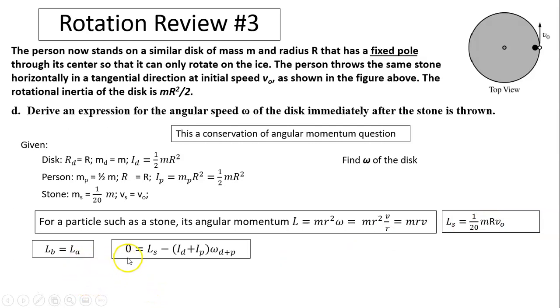Angular momentum is conserved. Angular momentum before is 0. After is the angular momentum of the stone plus the angular momentum of the disk and person system. We know these have to be opposite, that's why I have a negative here. So from here, after you plug everything in, you should have the omega of the disk and the person equal to V naught divided by 20 times R.